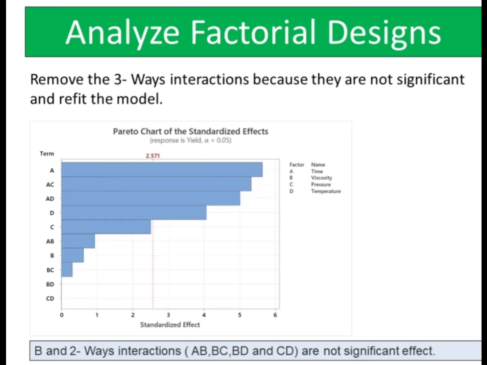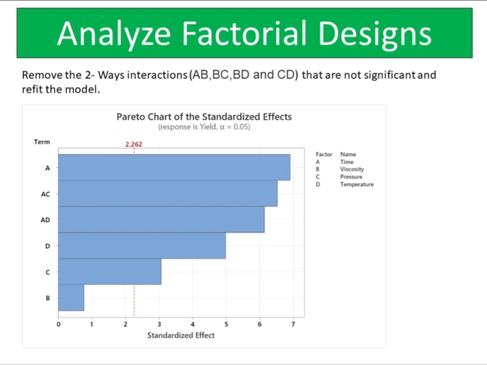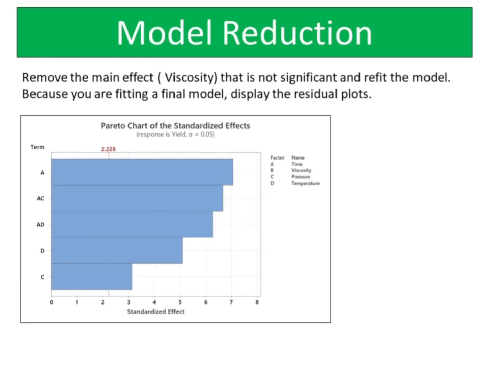Remove the three-way interactions because they are not significant and refit the model. B and two-way interactions AB, BC, BD and CD are not significant effects. That is, viscosity and the two-way interactions between time and viscosity, viscosity and pressure, viscosity and temperature, and pressure and temperature are not significant effects. Remove the two-way interactions AB, BC, BD and CD that are not significant and refit the model. Remove the main effect, viscosity, that is not significant and refit the model.